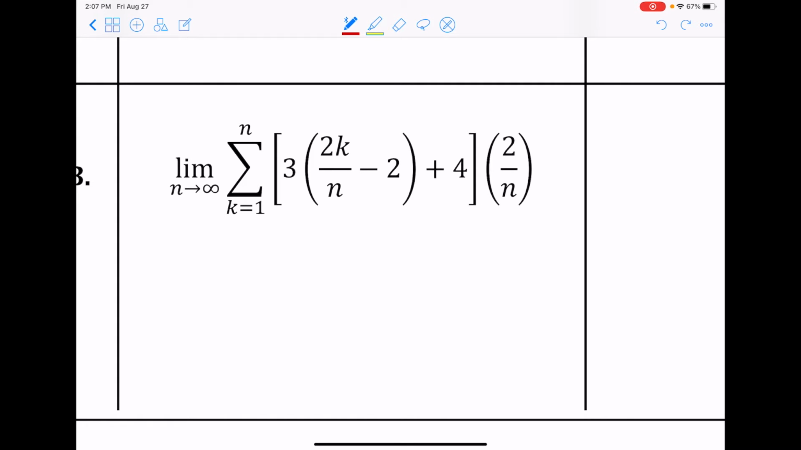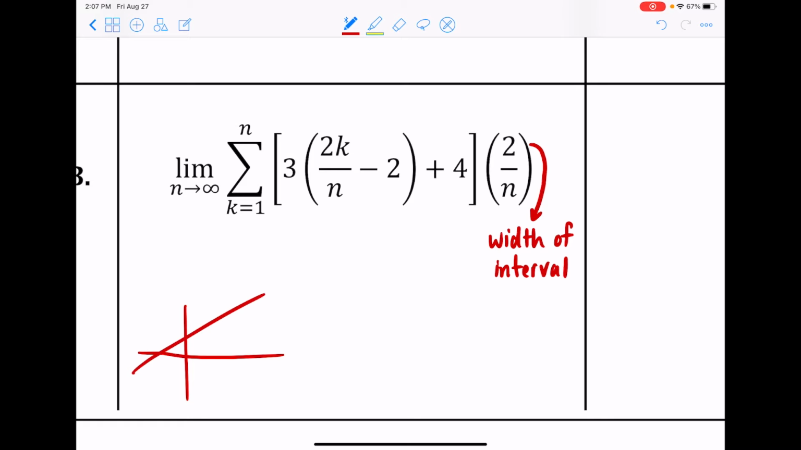So the first thing I notice here is this is the width of our rectangles. It's 2 over n, which tells me that the width of our interval is 2, right? I have no idea what the function is, but let's say it looks like this. If we have a distance here of 2, that means the width of each rectangle will be 2 divided by n. So the width of our interval is 2, so that's helpful to know.